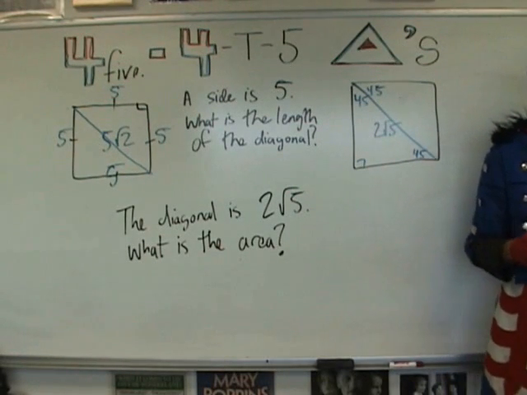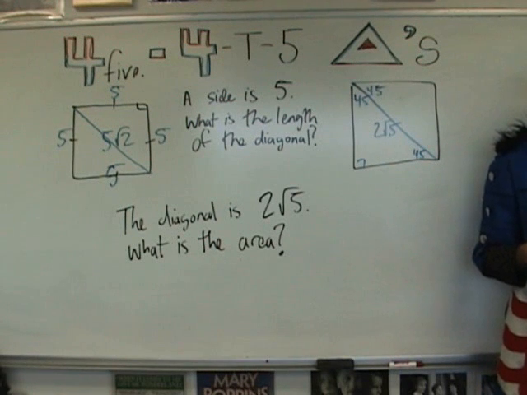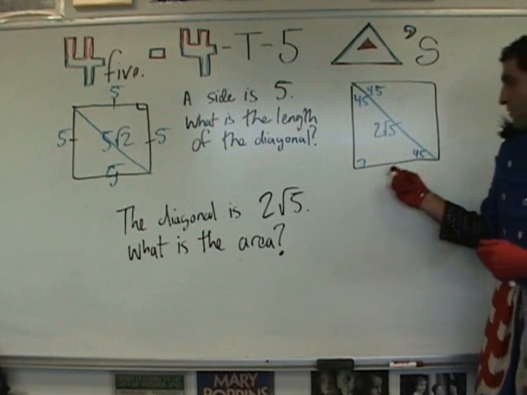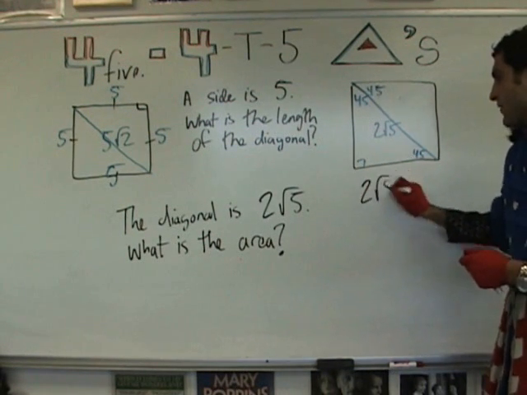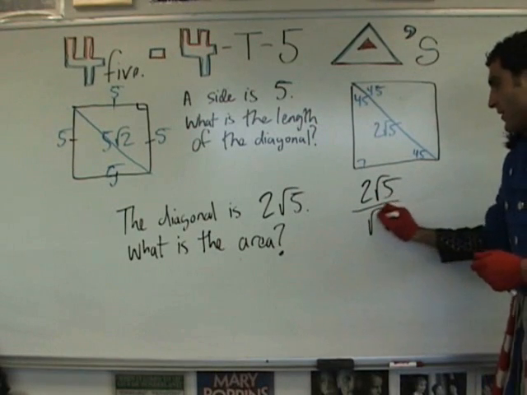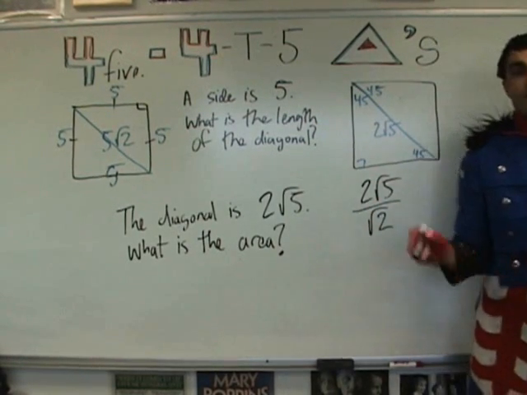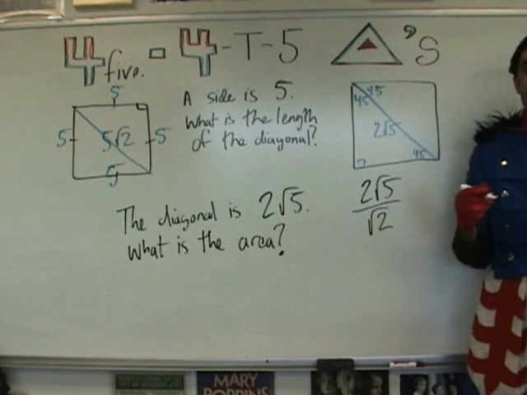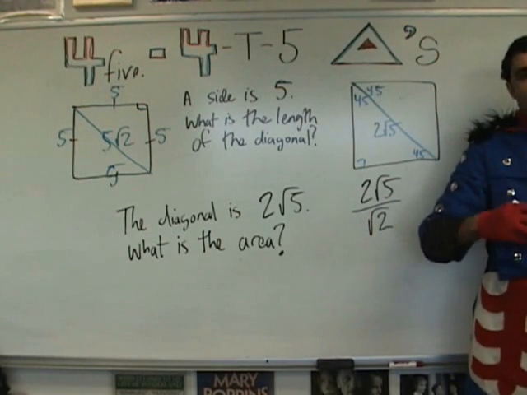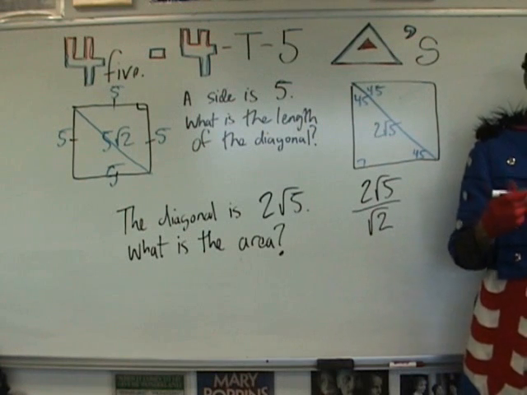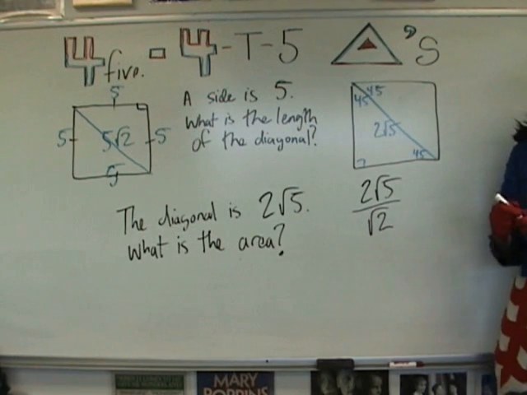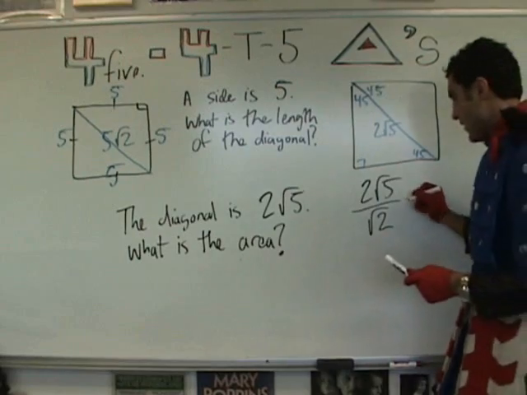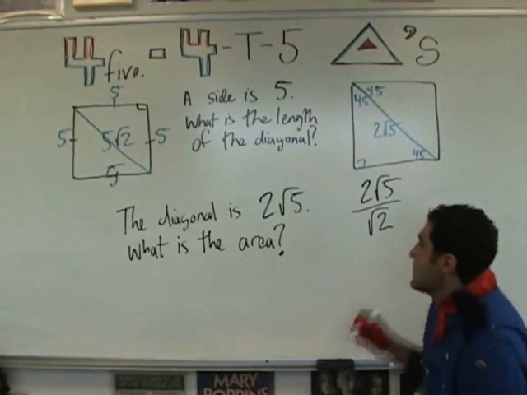Divide by square root of 2. Very good. So that's 2 square root of 5 divided by square root of 2. Can we divide the square root of 5 and square root of 2? We could technically, but it wouldn't simplify.